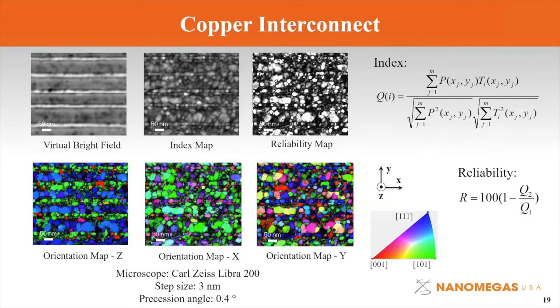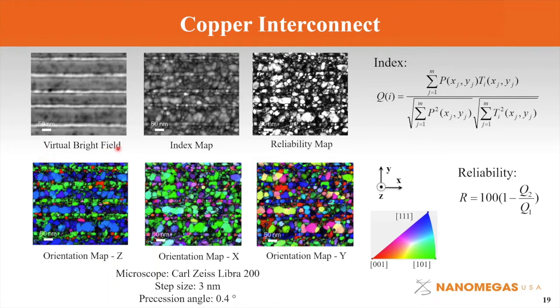Let's get some examples. So here is another copper interconnect sample. At the bottom row, we have orientation maps along different directions. The direction X is horizontal pointing to the right, Y is vertical pointing up. And shown on the top, there is some new information. Let me explain what those are.